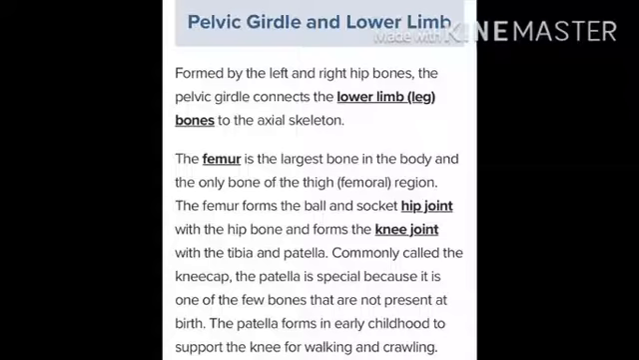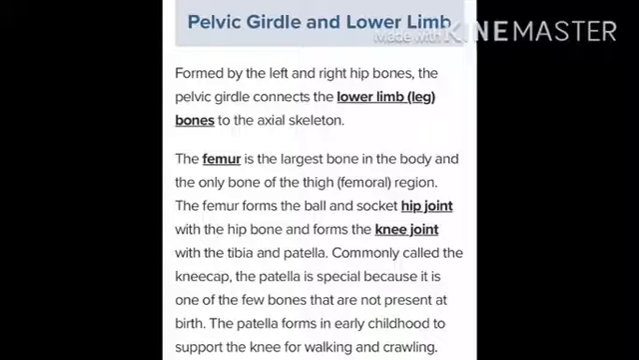The pelvic girdle and lower limbs are formed by the left and right hip bones. The pelvic girdle connects the lower limbs, that is the leg bones, to the axial skeleton. The femur is the largest bone in the body and the only bone of the thigh, the femoral region. The femur forms the ball and socket hip joint with the hip bone and forms the knee joint with the tibia and patella, commonly called the kneecap.